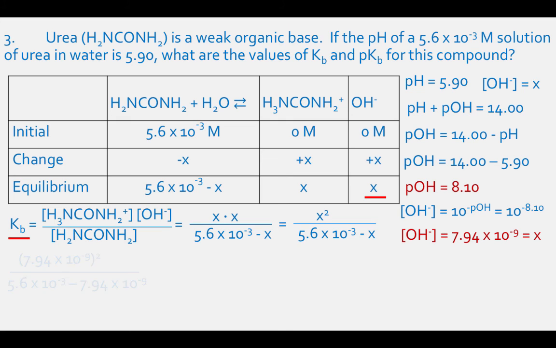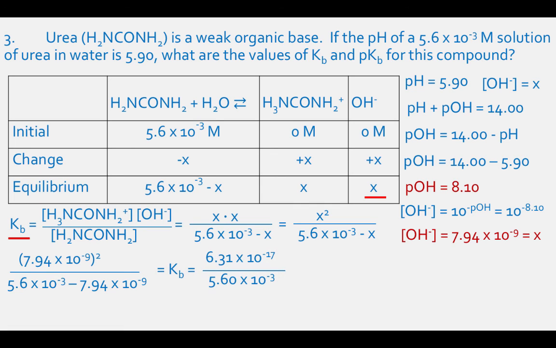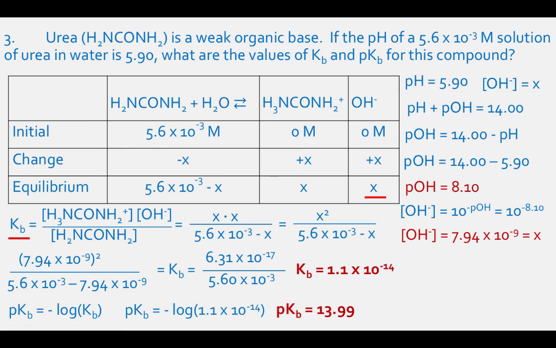Plug this into our Kb equation, and we have 7.94 times 10 to the negative 9 squared divided by 5.6 times 10 to the negative 3 minus 7.94 times 10 to the negative 9, which equals our Kb value. Kb equals 6.31 times 10 to the negative 17 divided by 5.60 times 10 to the negative 3. Our Kb value is therefore 1.1 times 10 to the negative 14. To find the pKb value, take the negative log of our Kb value, or the negative log of 1.1 times 10 to the negative 14, which equals 13.99.